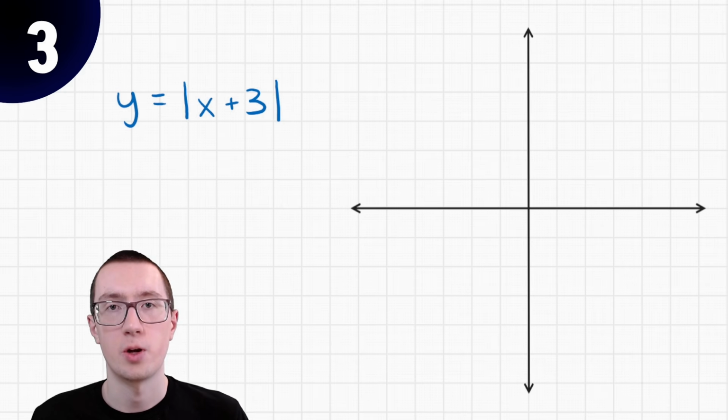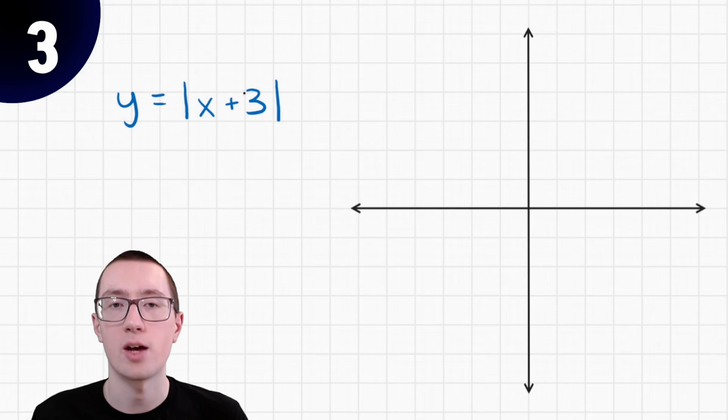All right, here's our third problem, and this is going to be a graphing problem. So we need to graph y equals, well, what do these lines mean, right? Well, these lines mean absolute value. So this is saying y equals the absolute value of x plus 3. So how do we graph this?